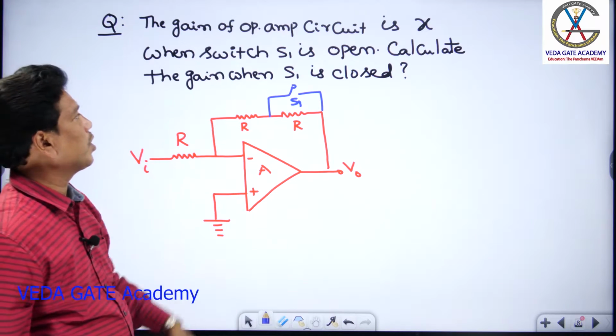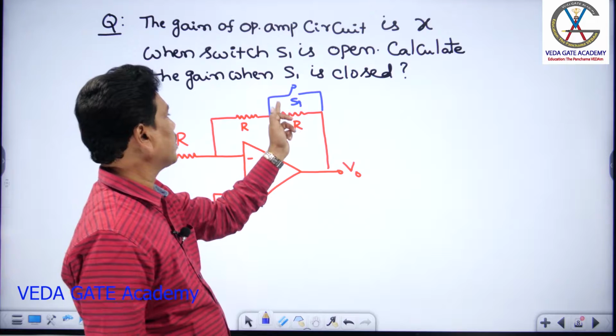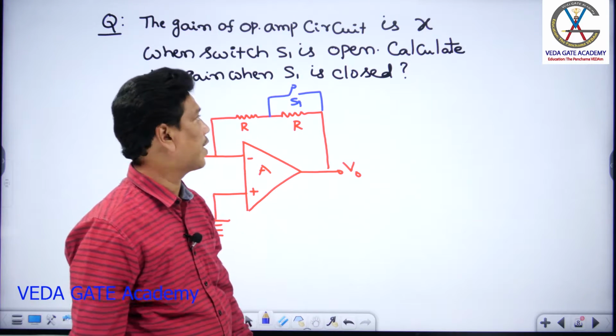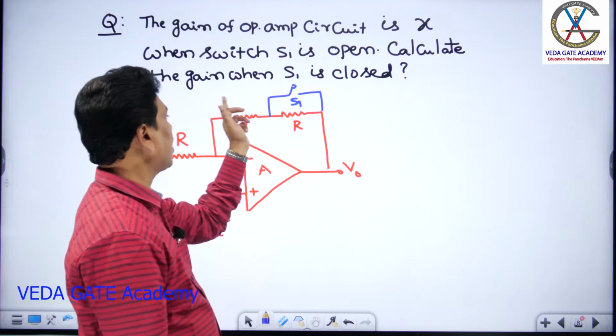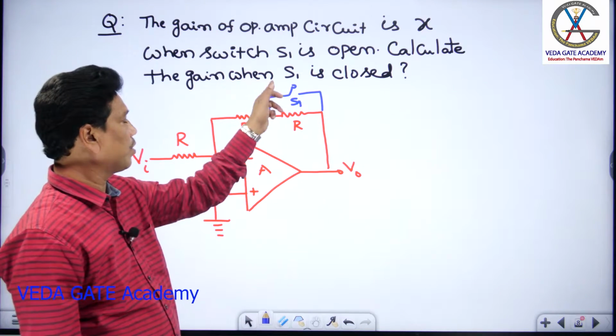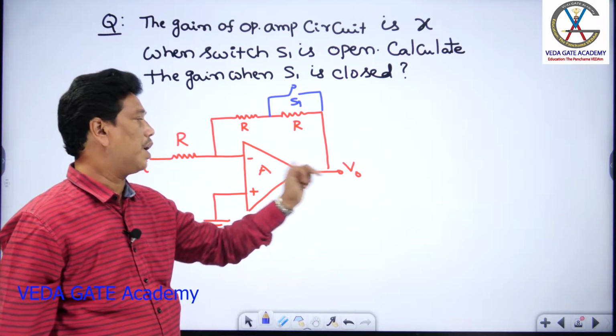The gain of the op-amp circuit is X when the switch S1 is open. So when the switch is open, the gain of the circuit is X. And what is the gain of the same circuit when the switch S1 is closed? So whenever this switch is open, the gain is X, and when the switch is closed, what is the gain, it is asking.